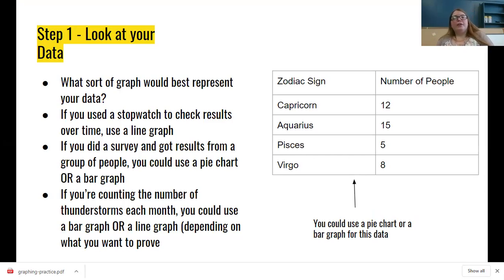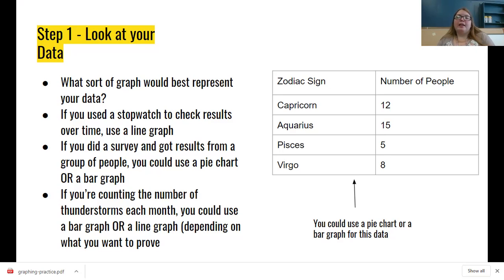If we used a stopwatch to check results over time, we might use a line graph. If we did a survey and got results from a group of people, we could use a pie chart or we could use a bar graph because there's some overlap there. If you're counting the number of thunderstorms each month, you could use a bar graph or a line graph. Again, it depends on what I'm trying to show, what I want to do with it.